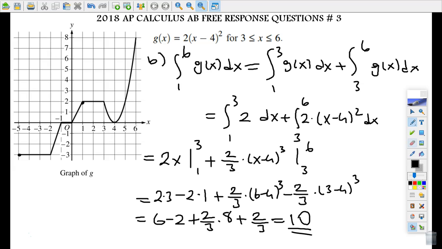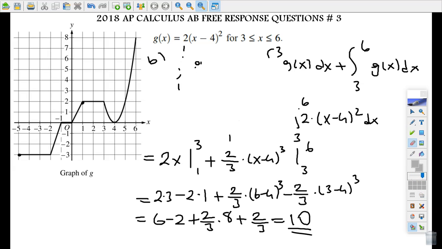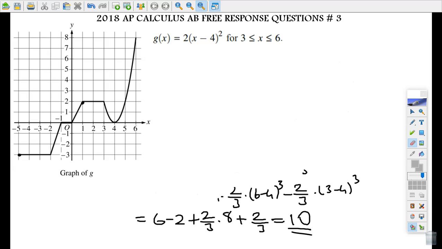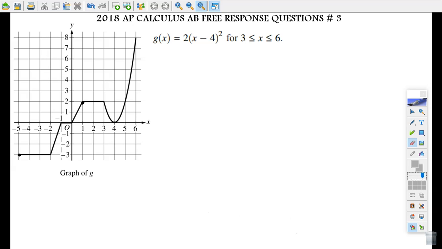Let's move on to part C. In part C, it says for -5 less than x less than 6, on what open intervals, if any, is the graph of f both increasing and concave up? Since we know that g of x is the first derivative of f of x, if f of x is increasing, that means g of x values have to be positive. If f of x is concave up, that means the first derivative of g of x has to be positive, bigger than 0.